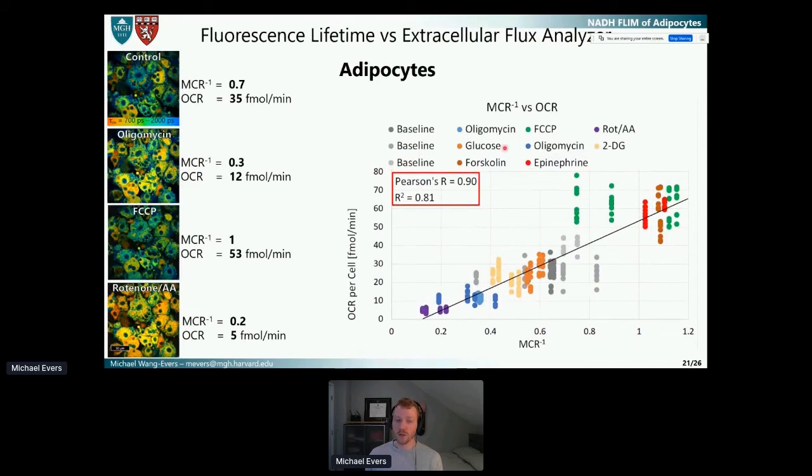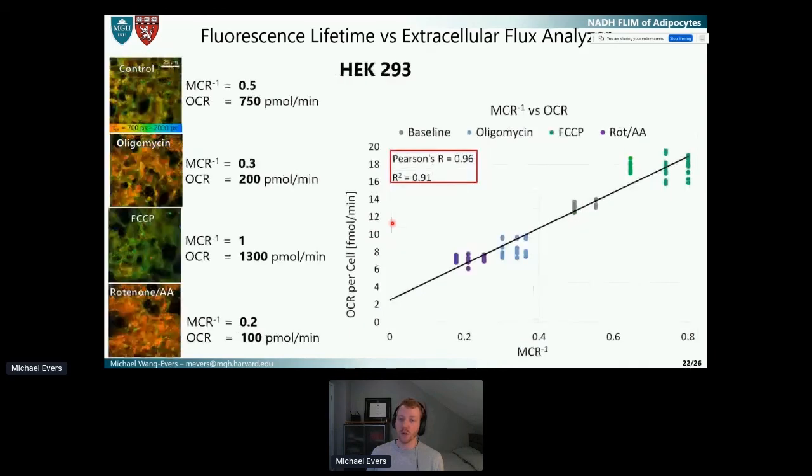And I showed you this graph before. We looked at the MCR values in relation to the oxygen consumption, and we did that for adipocytes. But we were also thinking, hey, what if we could use that same ratio for other cell types? So we looked into HEK cells, which are human embryonic kidney cells, and we were very happy to see that the same method also works for this type of cell.